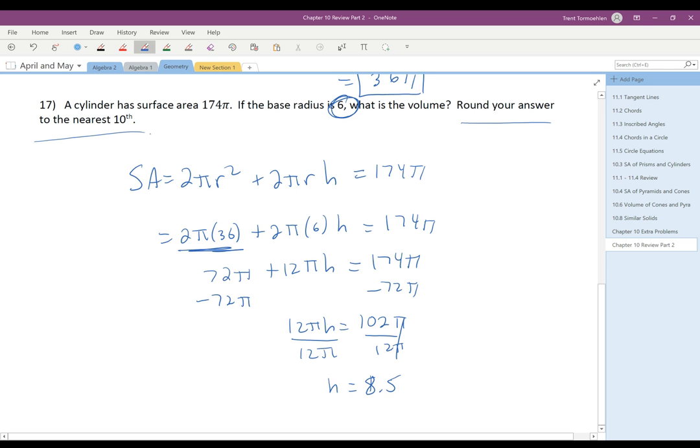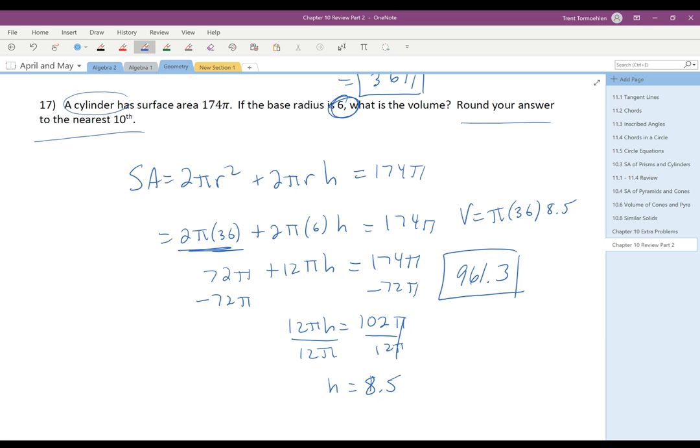The problem asks for your answer to the nearest tenth, and so we need to find the volume of the cylinder to the nearest tenth. We found out that the h is 8.5, and so the volume equals pi r squared times 8.5. And since it asks for the nearest tenth, we just need to multiply that out in our calculator. So 36 times 8.5 times pi. And you get 961.3. And so the volume of this cylinder with a surface area of 174 pi is 961.3.